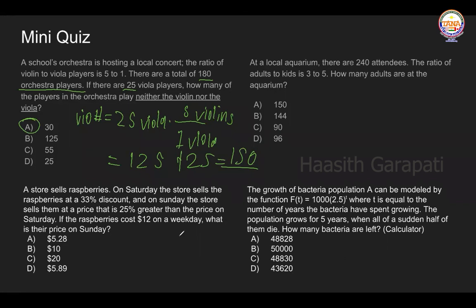Okay, similar to that furniture question, we have this question that's based on raspberries. On Saturday, a store sells raspberries at 33% discount. And then on Sunday, the store sells them at a price that is 25% greater than the price on Saturday. If the raspberries cost $12 on a weekday, what is the Sunday price? Two things you need to do. First, you need to find the Saturday discount price, and then you need to find the Sunday price based on the Saturday price. So what is the Saturday price?